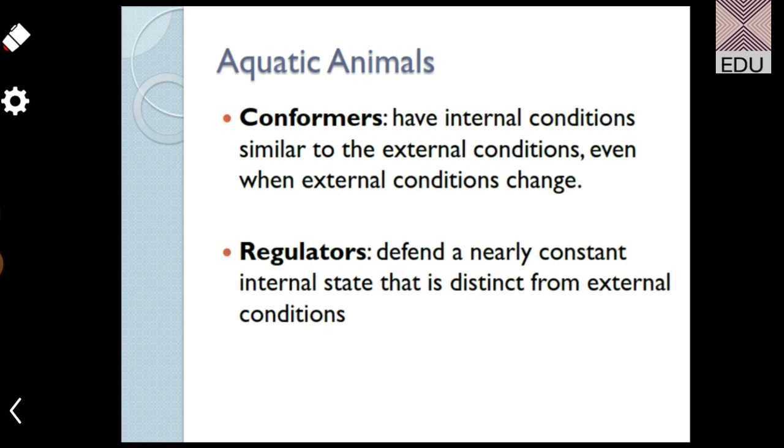So if we draw a curve, the conformer curve will be like this. If you take a graph, with the x-axis like this and the y-axis on this side, the line of conformation will be like this. What this line will give you is that as we change the external environment, the internal environment also changes accordingly. So this line will give you the conformity of the animal.